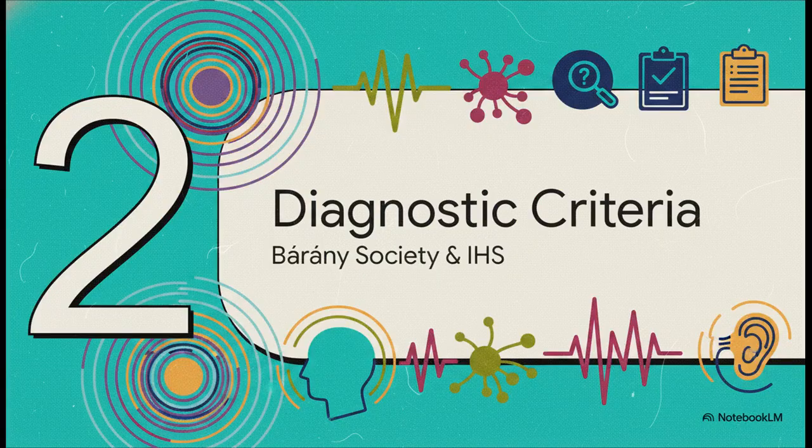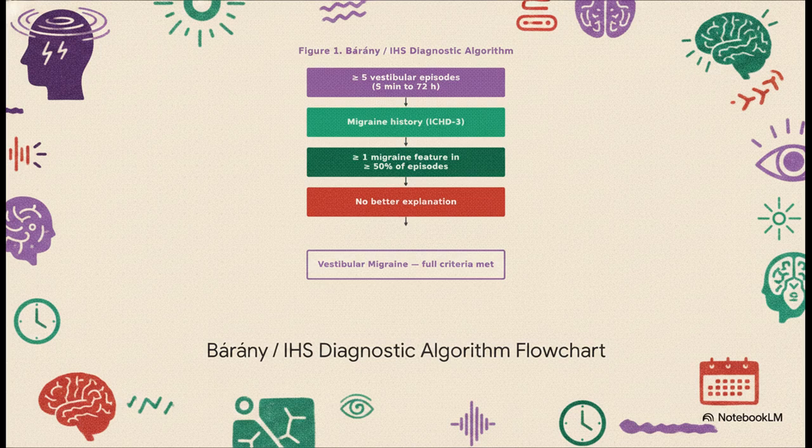Section 2. Bárány and IHS diagnostic criteria. Because imaging and standard vestibular function tests, like your VHIT or dynamic visual acuity, are typically normal or nonspecific in these patients, our diagnosis has to rely entirely on patient history and criteria. What you're looking at is the diagnostic algorithm. These are the 4 rigid criteria required by the Bárány Society and the International Headache Society to confidently confirm a vestibular migraine diagnosis. Let's break this down step by step so you can start using it in your clinic today.